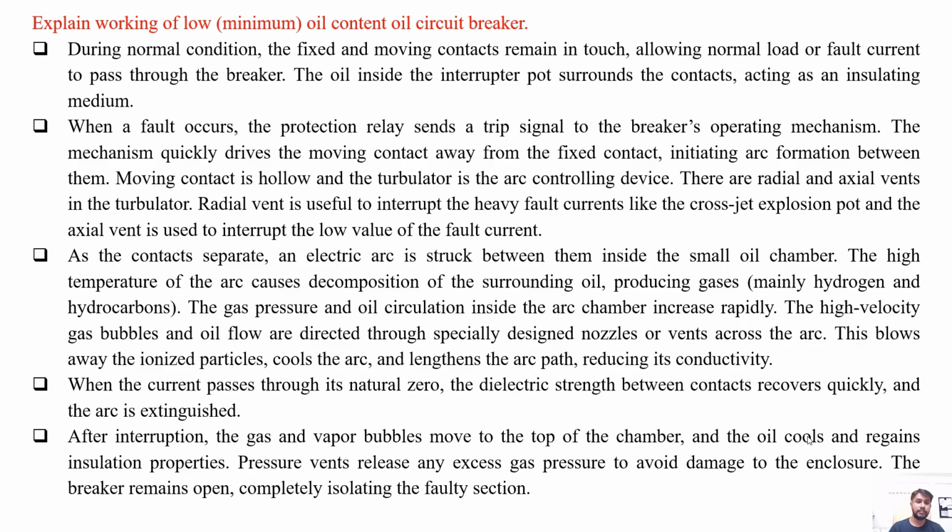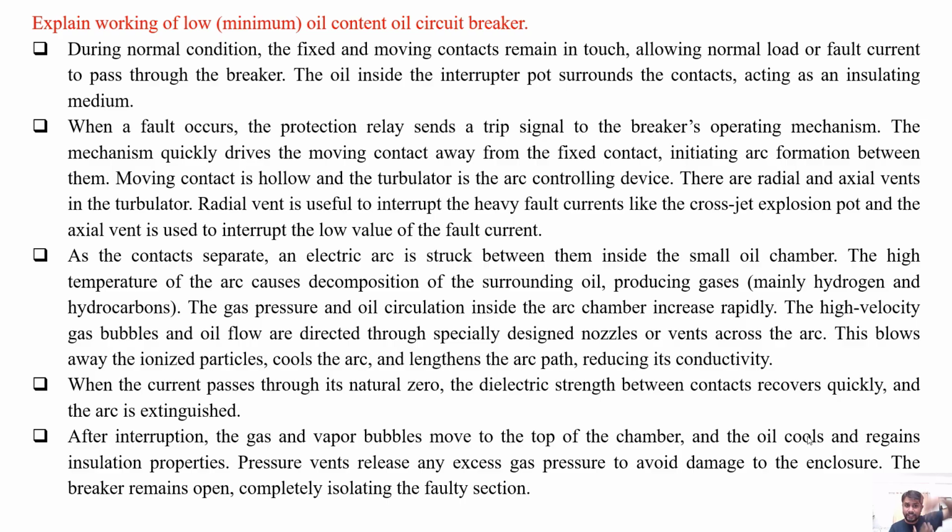Now, when a fault occurs, the protection relay sends a trip signal to the breaker's operating mechanism. The mechanism quickly drives the moving contact away from the fixed contact, initiating arc formation between them in the arc chamber. Now, the moving contact is hollow and the turbulator is the arc controlling device. There are radial and axial vanes in the turbulator. These radial vanes are useful to interrupt heavy fault currents, like the cross-jet explosion pot, and the axial vane is used to interrupt low values of fault current, like the plain explosion pot.